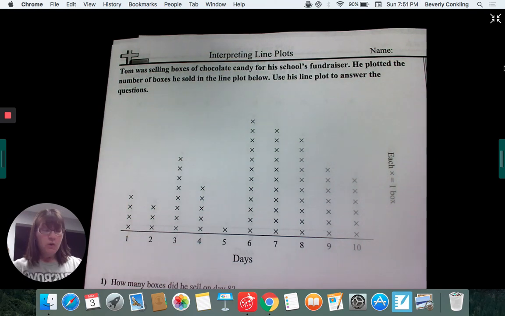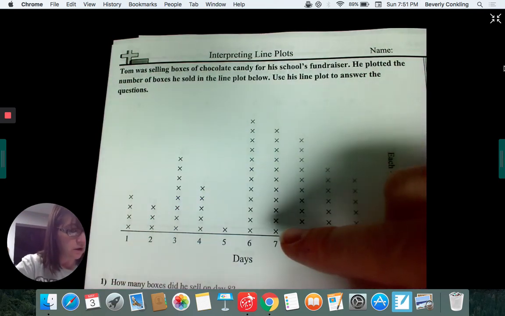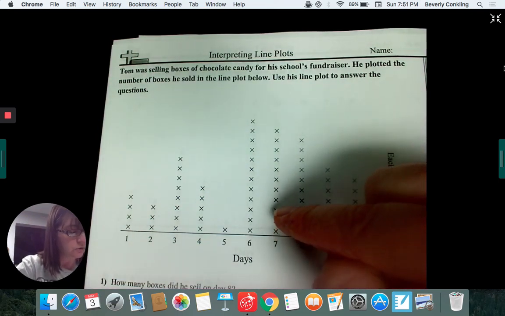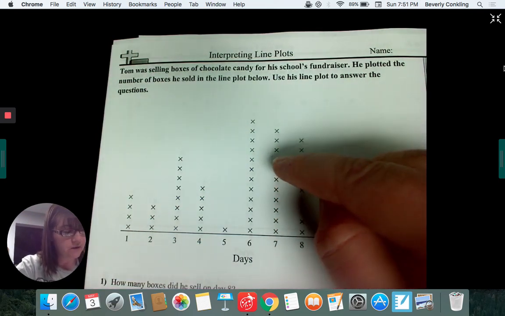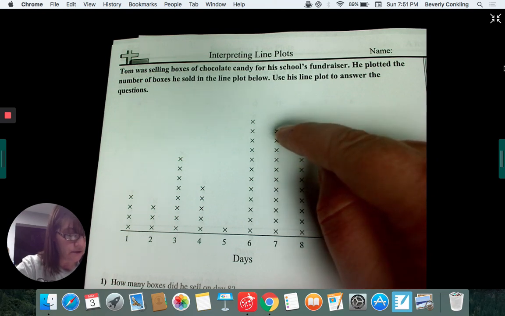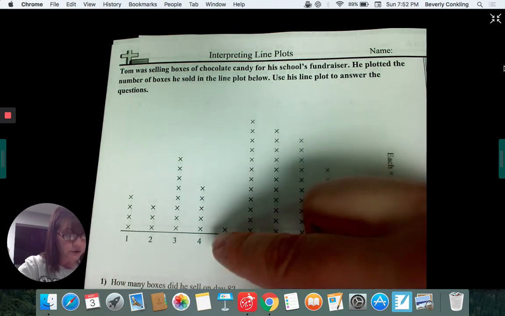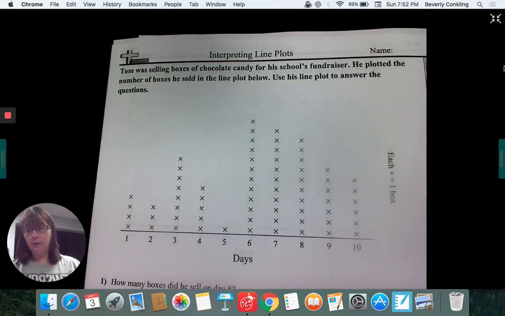If I want to know what is the difference in the number of boxes that he sold on day 7 compared to day 5. Now remember, difference means to subtract. So I find out how many X's there are on day 7. 1, 2, 3, 4, 5, 6, 7, 8, 9, 10, 11. Okay, compared to day 5 is 1, so difference 11 minus 1 is 10, so it would have a difference of 10.